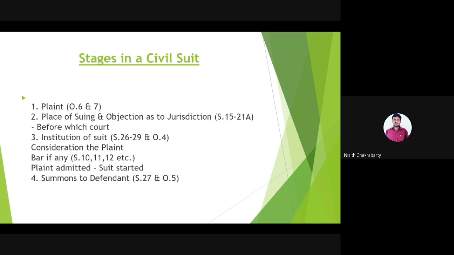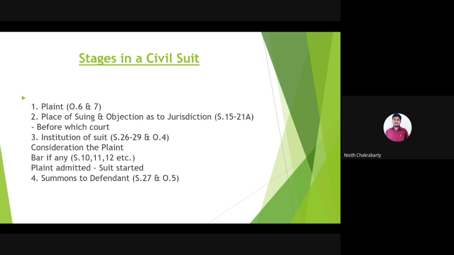Then comes our main topic, that is stages in a civil suit. That is how we will reach from plaint to decree and execution thereof. We will study. So first we will know that a person goes, files a plaint. That is how to file a plaint, that has been given in Order 6 and 7. So you read Order 6 and 7.